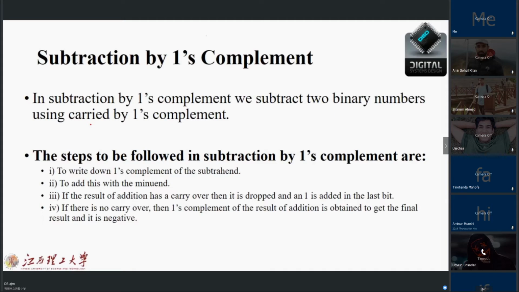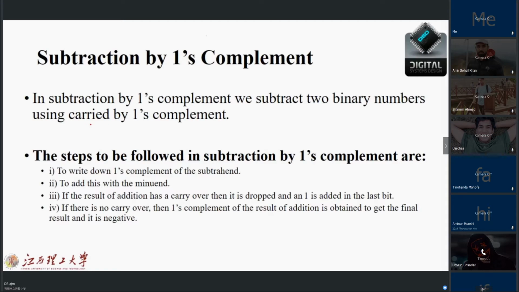to write the first complement of the subtrahend and to add this to the minuend. If the result of addition has a carryover, then it's dropped and 1 is added in the last bit. If there is no carryover, then the first complement of the result of addition is obtained to get the final result, and this number is negative.